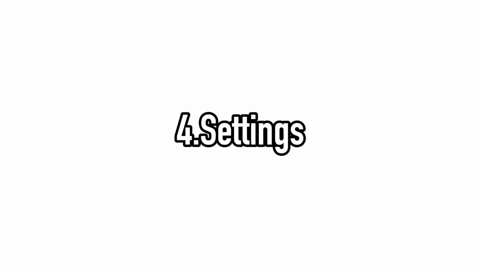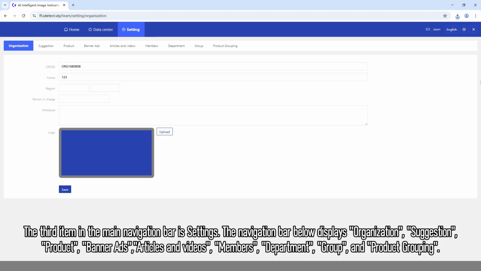4. Settings. The third item in the main navigation bar is Settings. The navigation bar below displays Organization, Suggestions, Product banner ads, articles and videos, members, department, group, and product grouping.